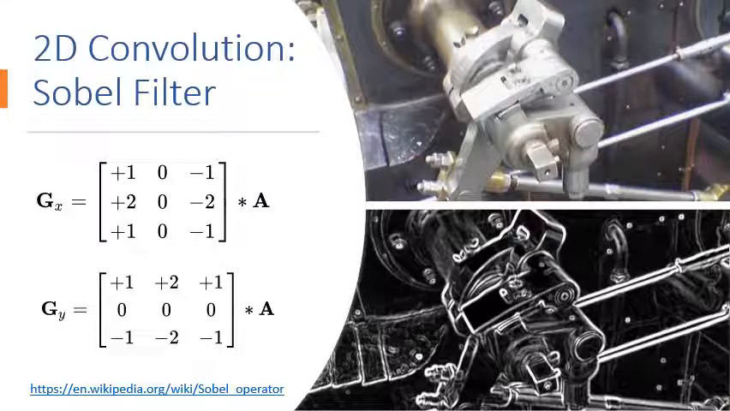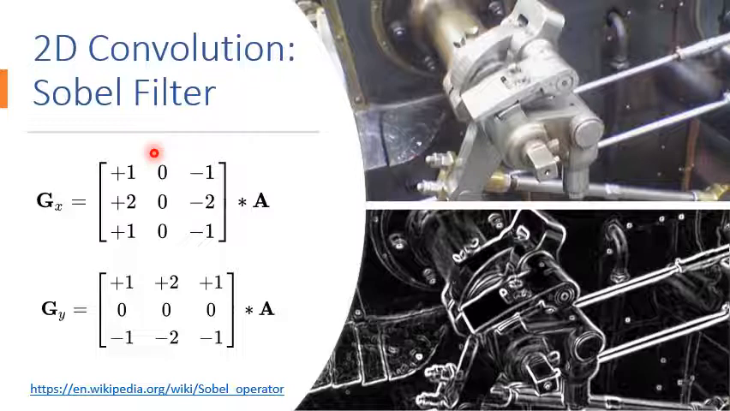Convolution is used in image processing to extract features. The most famous operation is the Sobel filter, which can be used to extract the edges of an image. There are two 3x3 kernels in the filter. One is GX, which is used to extract the vertical edges. Another one is GY, which is used to extract the horizontal edges.